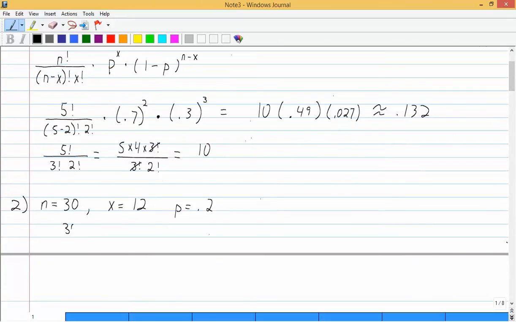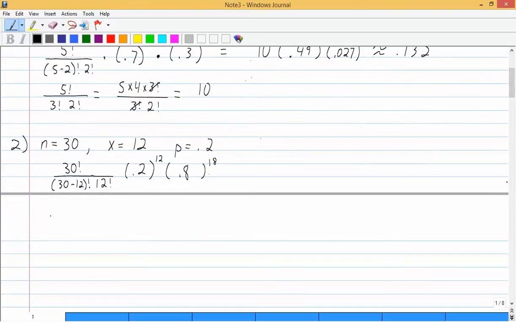So this would be 30 factorial, that's a really big number, over 30 minus 12 factorial times 12 factorial. Alright, then I'm going to have 0.2 to the 12th power times 1 minus 0.2, which is 0.8. That's going to be to the 30 minus 12th power. So that's to the 18th power.